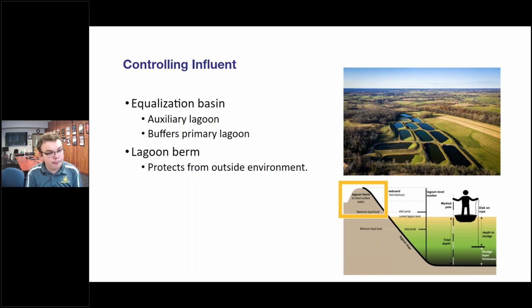Then another one that's important for everyone is lagoon berms. The lagoon should have a berm around it to help prevent surface water from getting into it that shouldn't be getting into it. So the biggest thing is just controlling the environment as close as you can to what you want it to be, and knowing what's coming into it is a big deal for managing that lagoon.